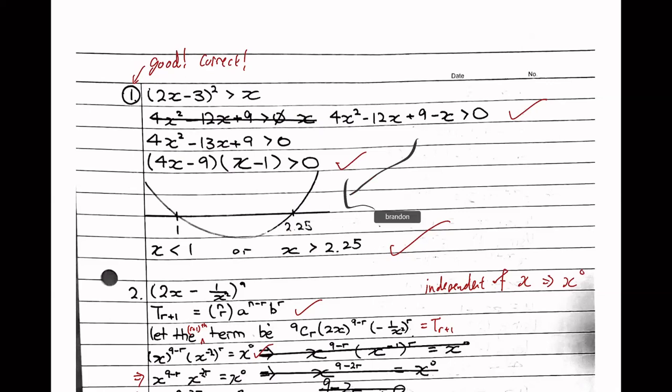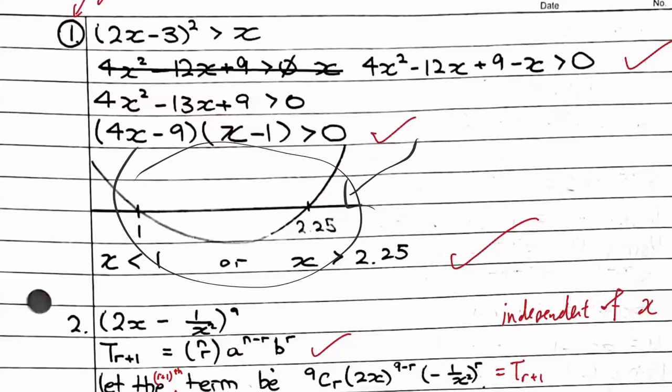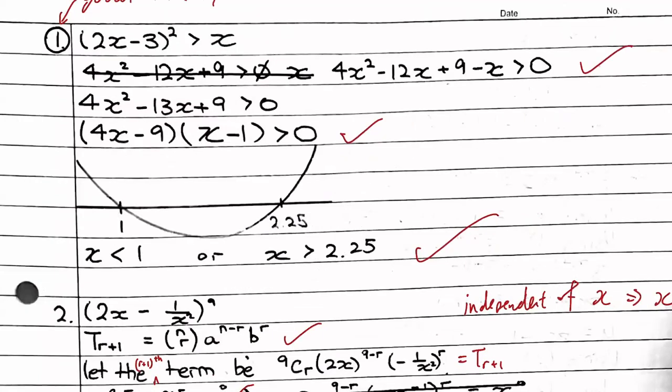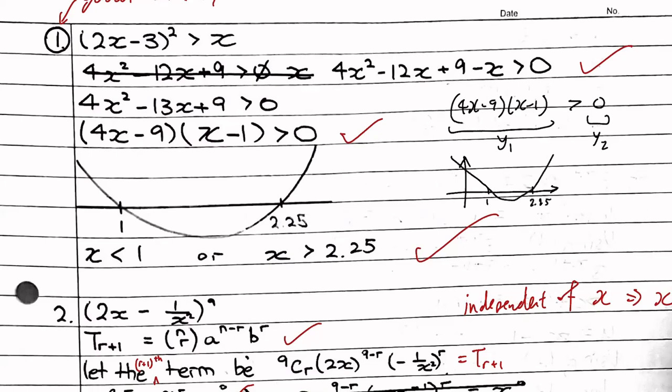Then, what's the point of this drawing? I actually don't know. The point of this drawing, okay, here is how I interpret the quadratic inequality: 4x minus 9 times x minus 1 more than 0. Here it's really just a y1. There is a y2. Right. So this is just a simple sketch of the x and y axis. Here's a root 1. Here's a root 2.25, and then there's a happy face. This is y1 equals 4x minus 9 times x minus 1.